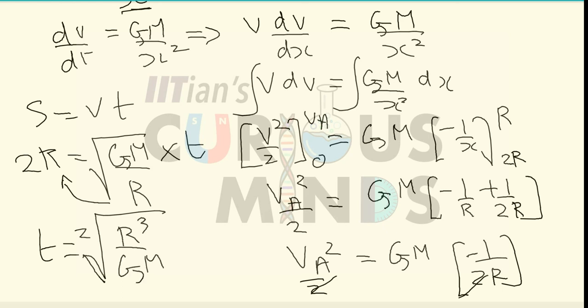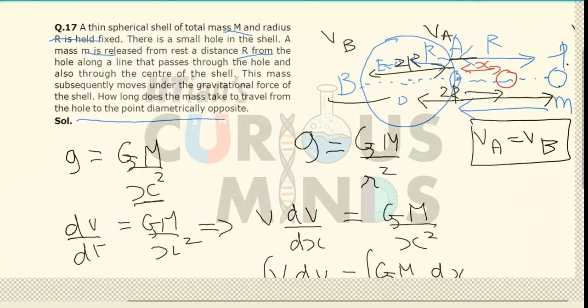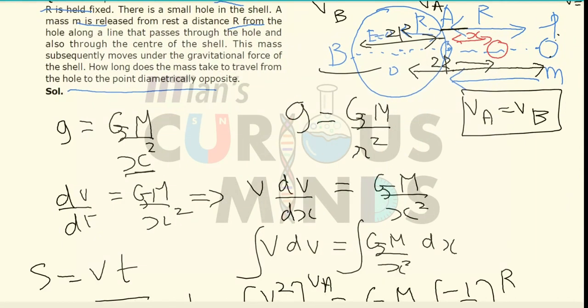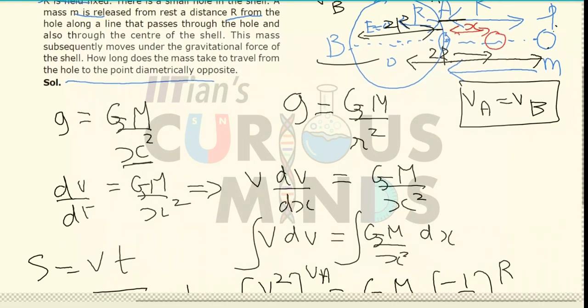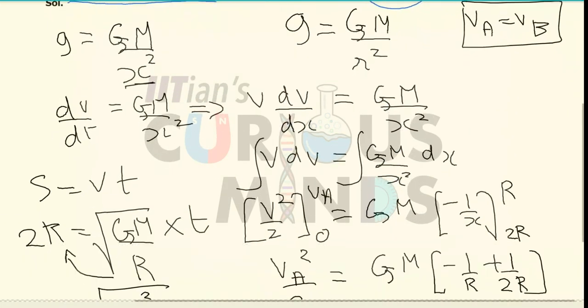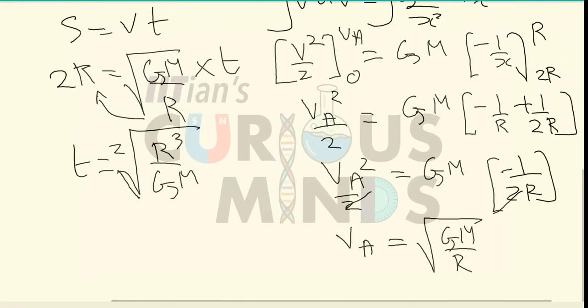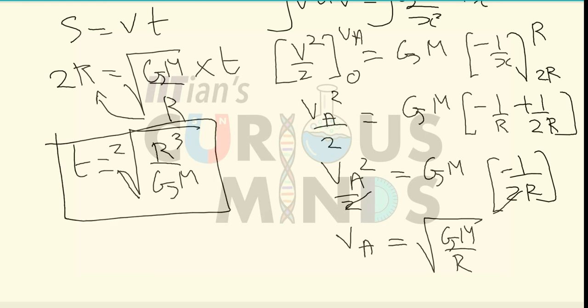So they have asked in the question, how long does the mass take to travel through the hole to the point diametrically opposite? So it will be equal to 2 into root of r cube divided by GM, which is the time required for the particle to travel a distance equal to the diameter of the planet or any spherical shell.